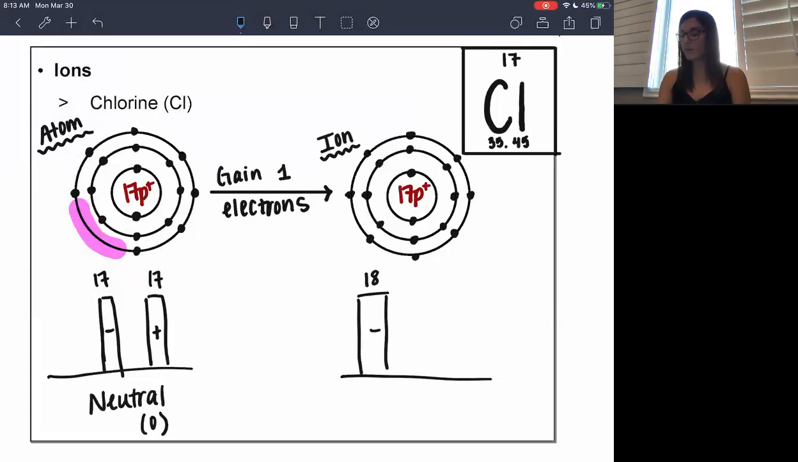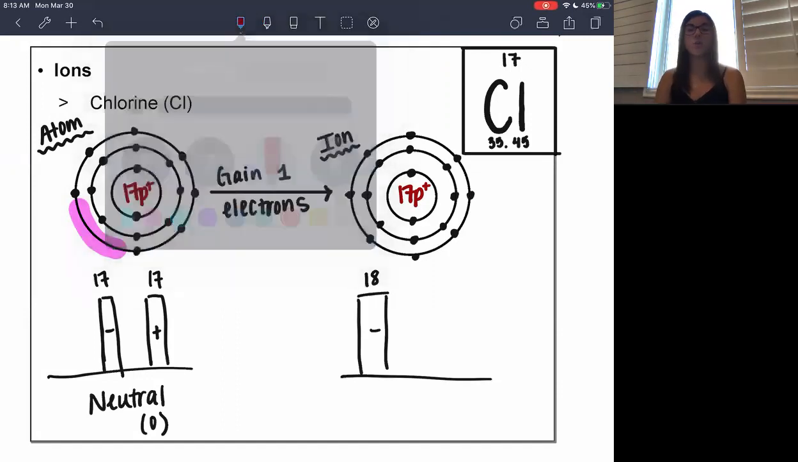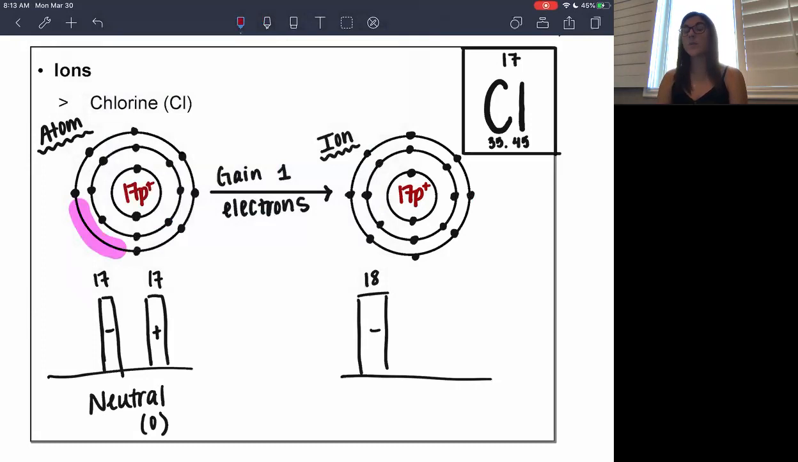So now I'm going to look at my charges and see what's the net charge going to be on this particle. So I know I have 18 negatives because I have 18 electrons, and I have 17 positives because I have 17 protons. These do not balance out. So instead of having a neutral particle, and instead of having a positive particle, in this case, I have a negative particle. We can call it an ion since it has a charge.